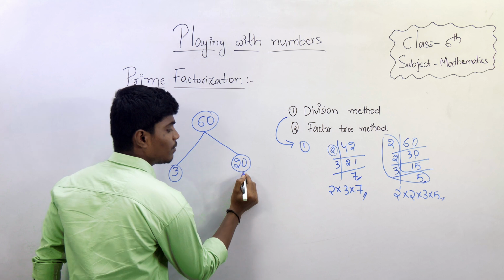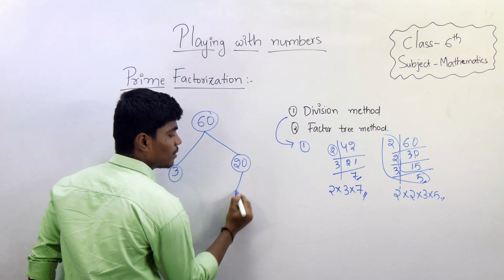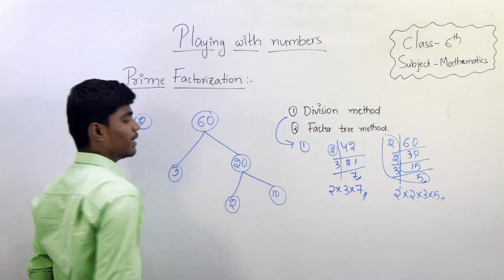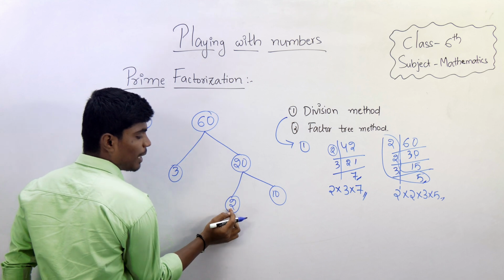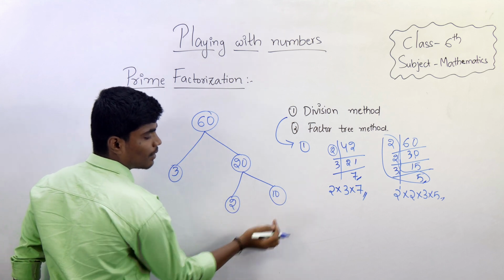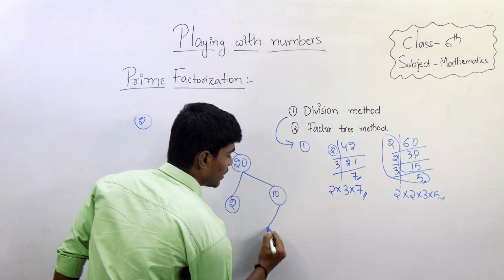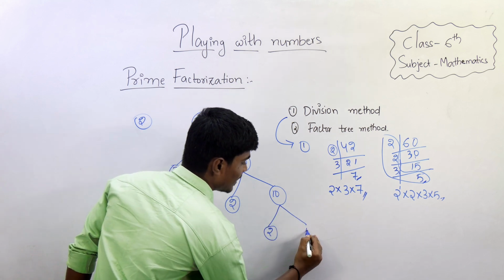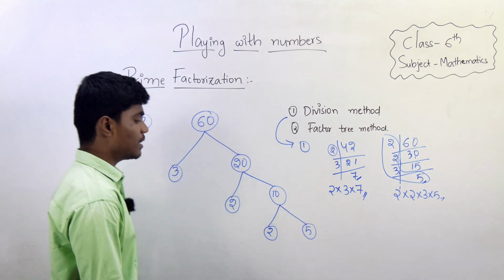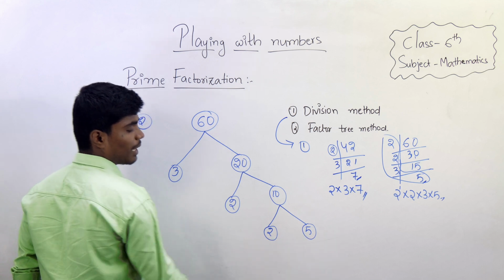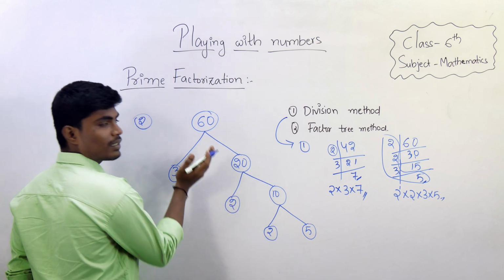Now 20 is not a prime number, so 2 tens are 20. Here 2 is a prime number, so this is stopped, and 10 is not a prime number, so this is continued. 2 fives are 10. Here 2 is a prime number, 5 is a prime number, so with this the tree ends.